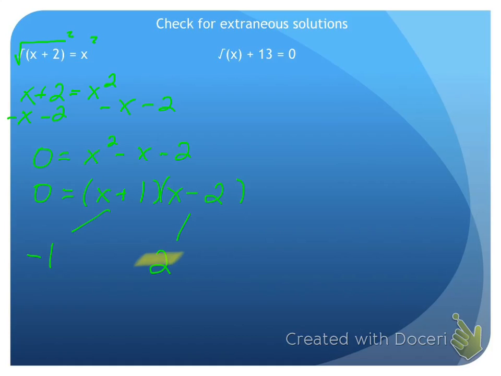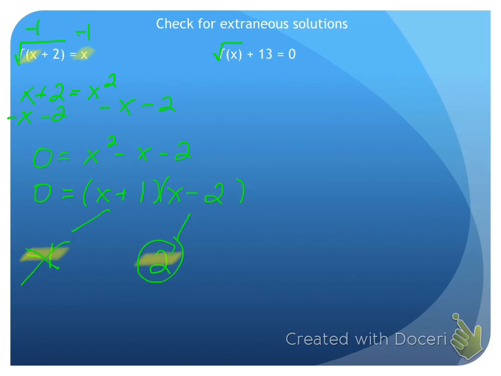Again, I want to double check these, so I take 2 and I plug it in for both these x's up here, and I want my original equation, so in my original equation I didn't square anything yet. So when I plug in a 2 for both of these x's, 2 plus 2 is 4, the square root of 4 is 2, 2 is equal to 2, so 2 works. Then I want to do the same thing with negative 1. Negative 1 plus 2 is 1, square root of 1 is 1, 1 is equal to negative 1. That's not true. And so negative 1 is my extraneous solution.